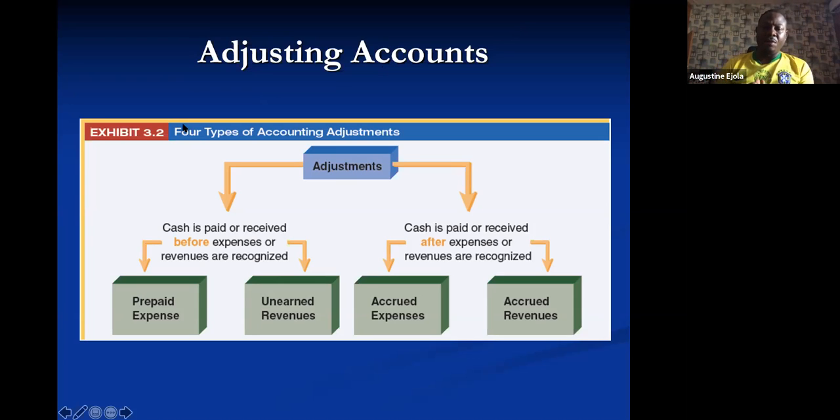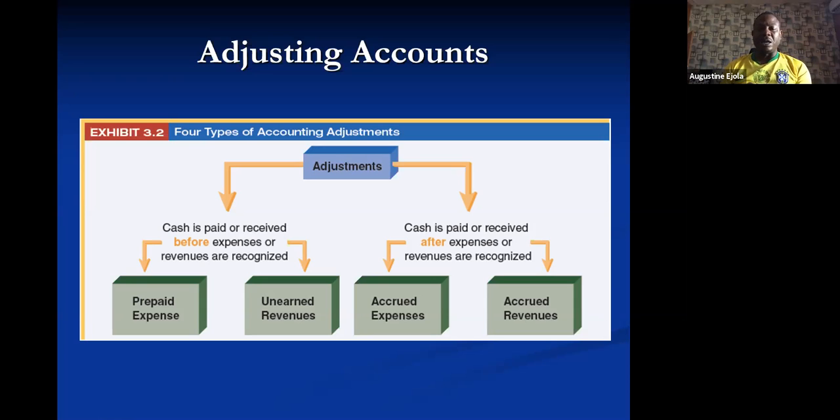And again, if you have also received money but have not delivered the service, you have unearned revenue. But what will be the impact of that unearned revenue? It means that your cash would have gone up because you have received it, but you have not really delivered that service. So you cannot account for it as sales because you have not delivered that service.